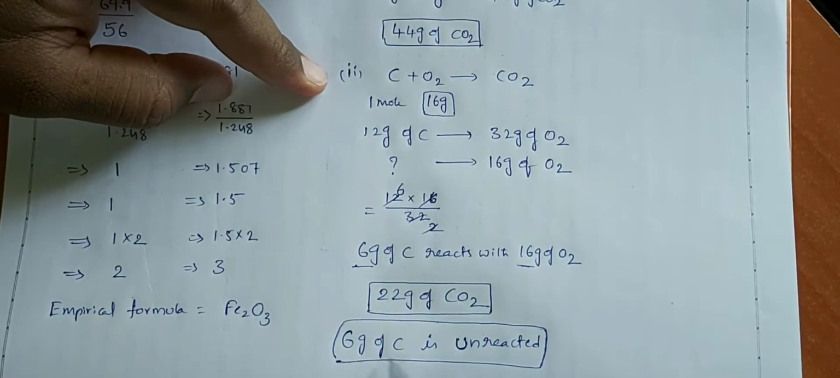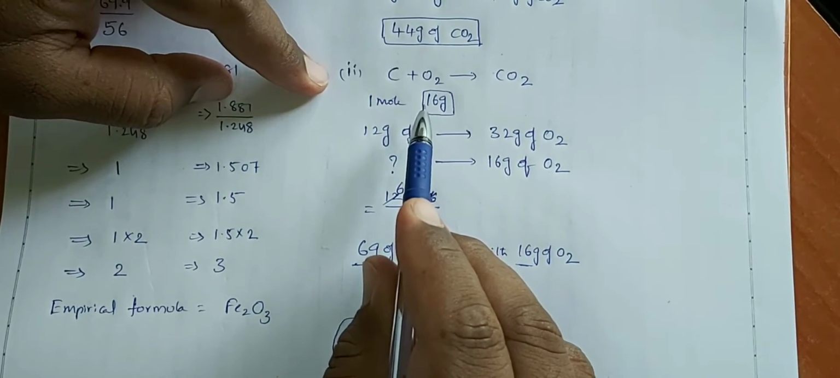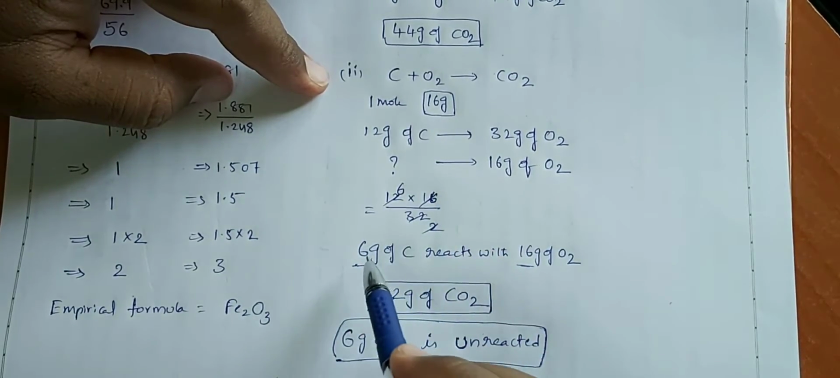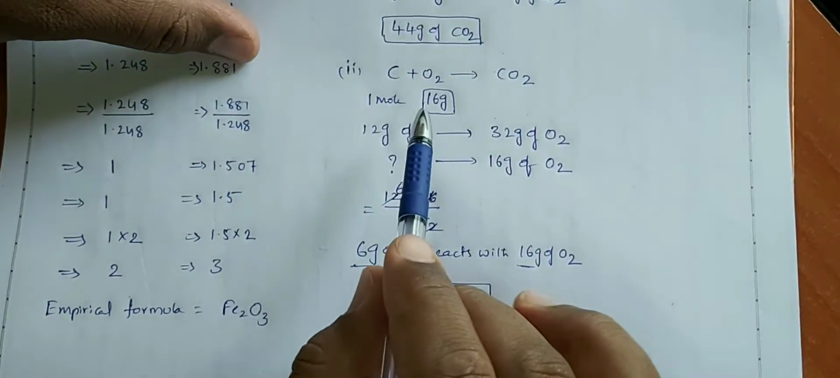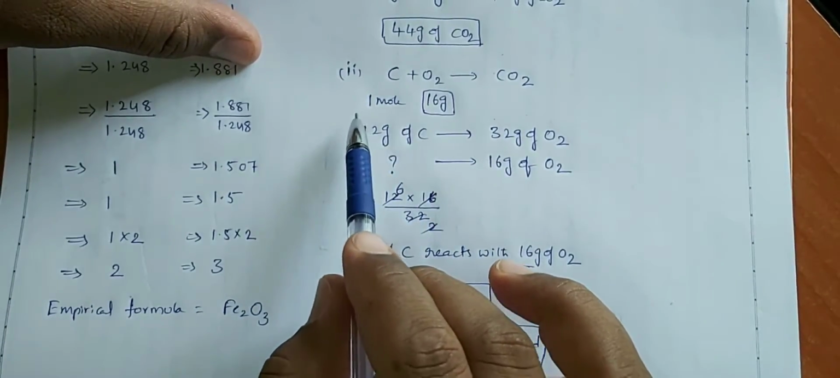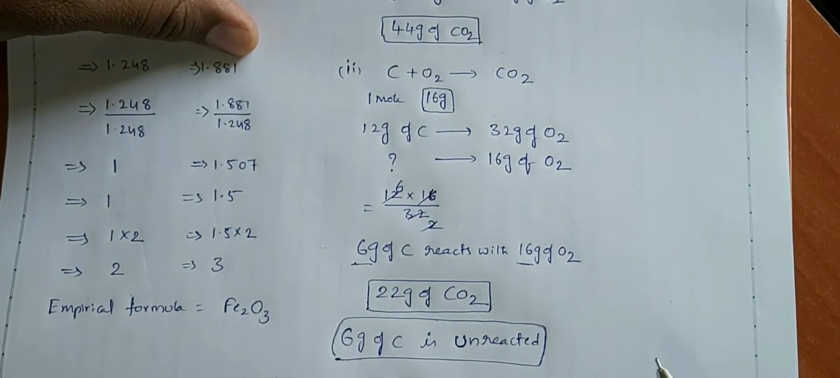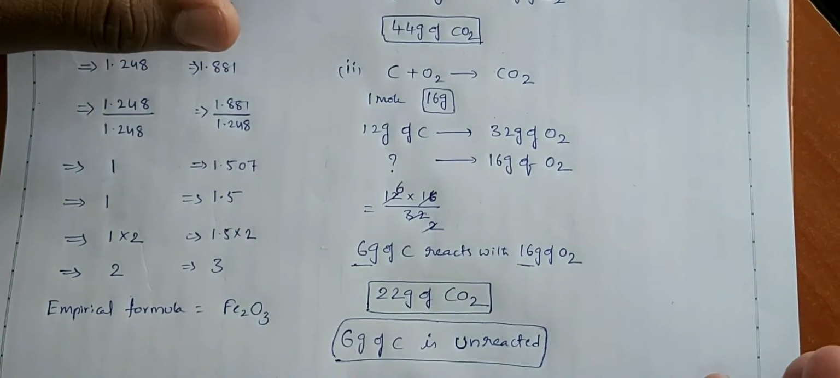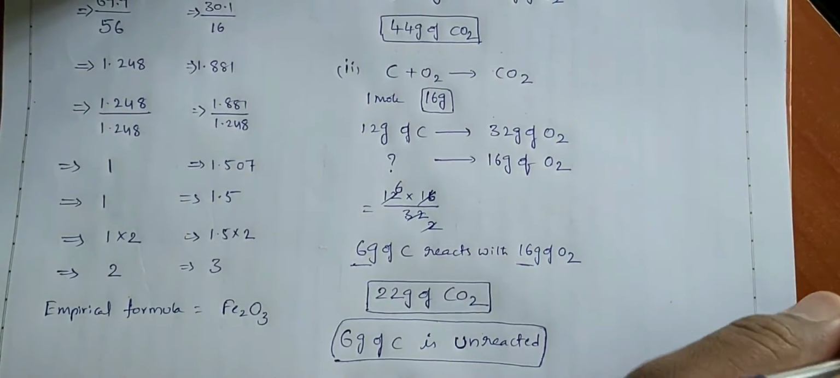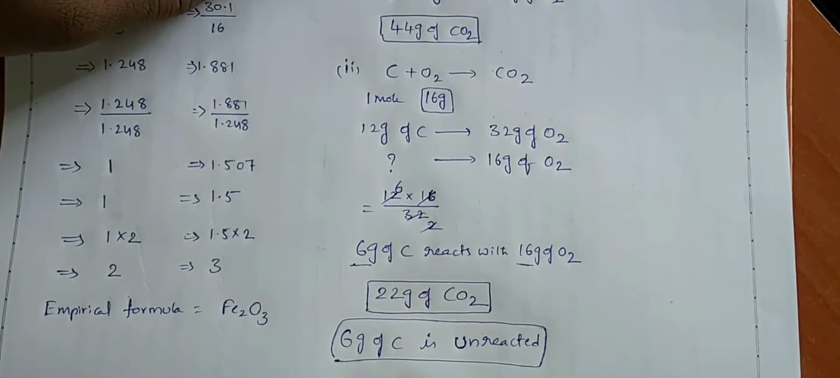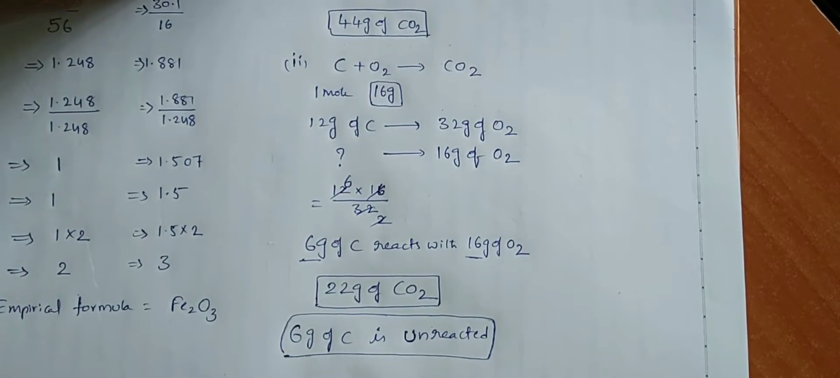Here, carbon is the excess reagent and oxygen is the limiting reagent, because it is stopping the reaction at 6 grams of carbon only, because the oxygen amount is not there. If a total of 32 grams were there, then the complete carbon would undergo reaction. Correct or not? But they supplied only 16 grams of oxygen. That's why, according to that ratio, only part of the carbon undergoes reaction. This is the second one. Next we will go for the third one. I hope you are clear.